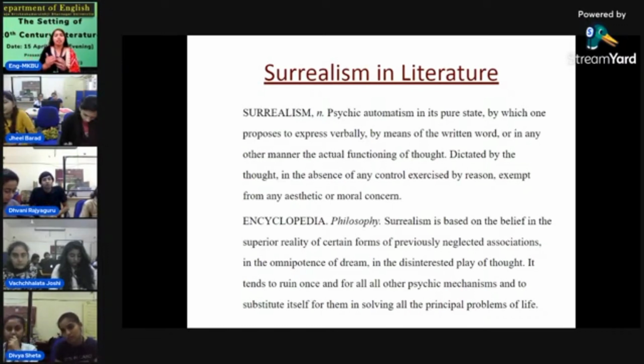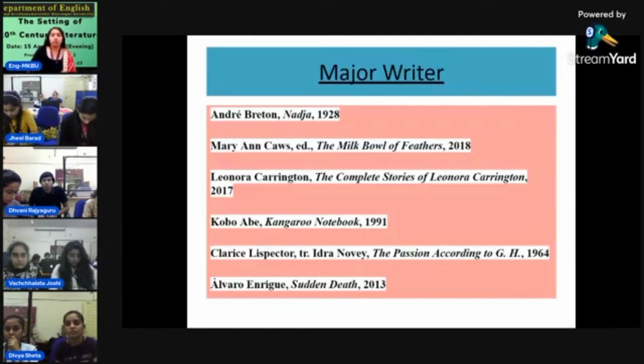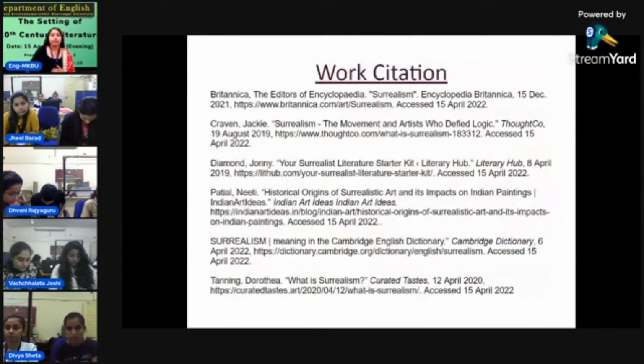And the second type of surrealism, they also wrote in that way. The major writer in surrealism: Andre Breton was a famous and major writer in surrealism. All are famous, but he was also a major part of the surrealistic movement.